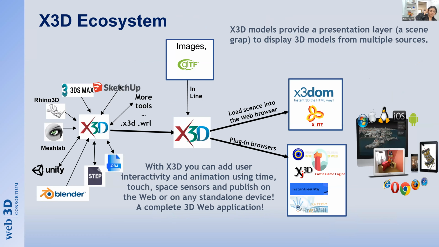So here's our ecosystem. How does all this work together? You can bring your 3D models from different authoring tools, from different domains, whether it's an OBJ file, a STEP file, or something from 3ds Max or from MeshLab. You bring it into X3D. You can also inline glTF 3D assets.